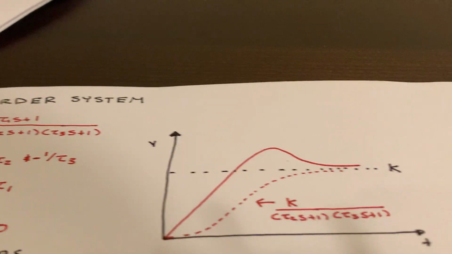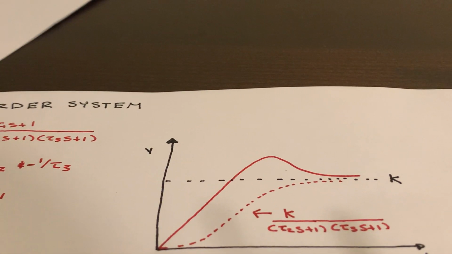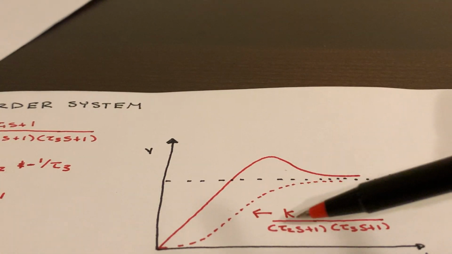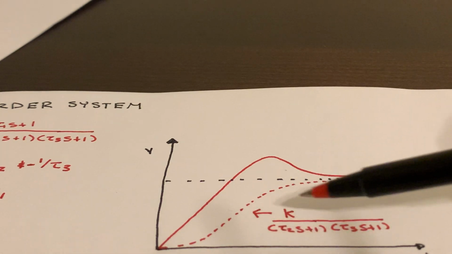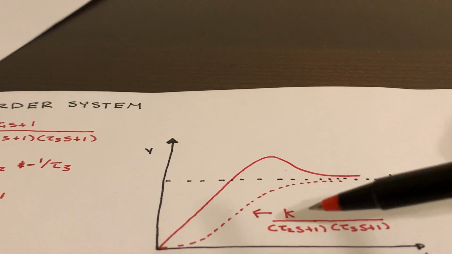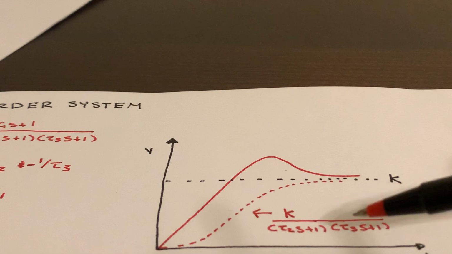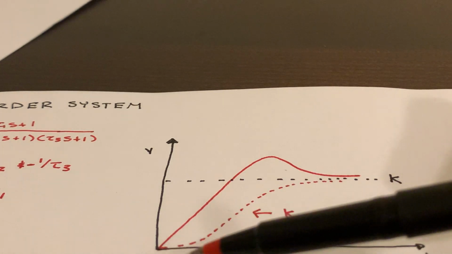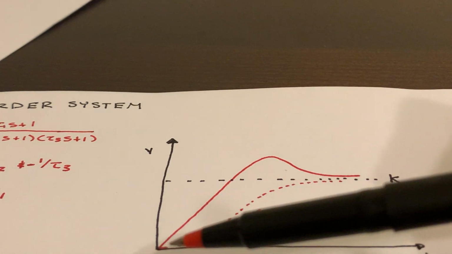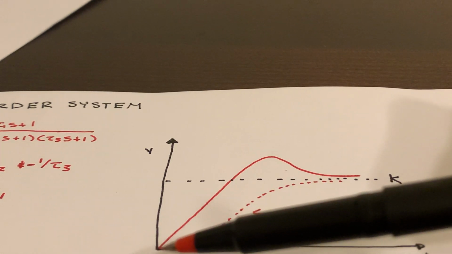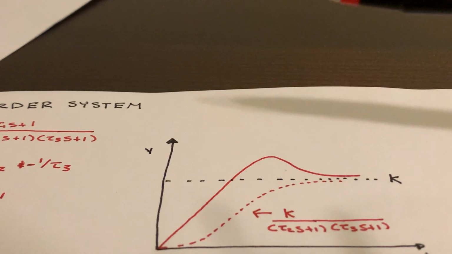So if I'm going to sketch the response for the system, the key thing is that with a second order system, first we can consider a second order system without a zero. So just k over (tau 2 s plus 1)(tau 3 s plus 1). And that's denoted with a dotted line. And so we're going to have the classic second order response with an inflection. The slope at time equals 0 is equal to 0.